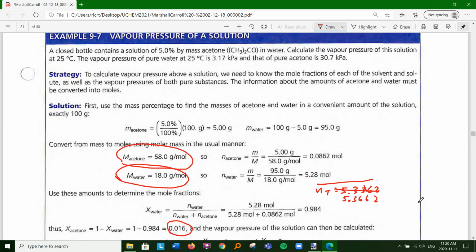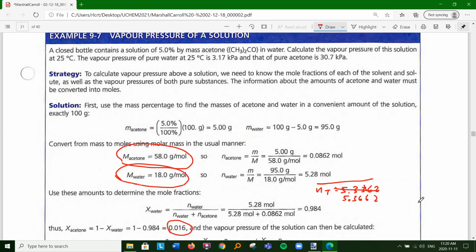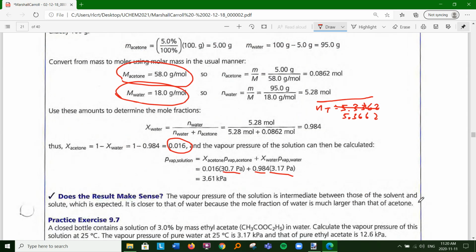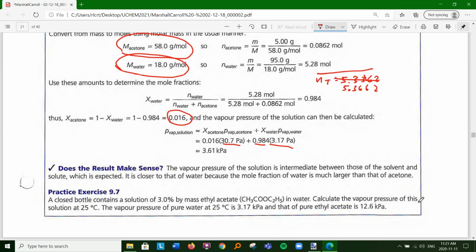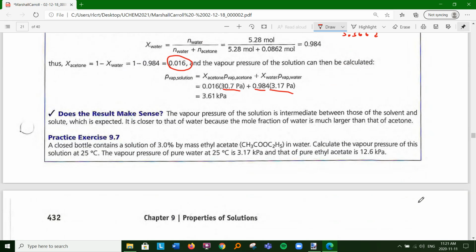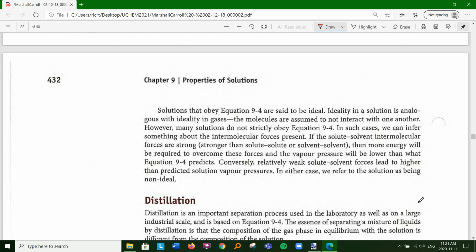Pure water is 3.17, acetone is 30.7, and the solution is somewhere between the two. The vapor pressure of the solution is intermediate between those of the solvent and solute, which is expected. It's closer to that of water because the mole fraction of water is much larger than acetone. And the practice exercise 9.7, I'm going to let you try that on your own. If you're stuck, we can go over it on the big whiteboard in Mr. Stevenson's class.